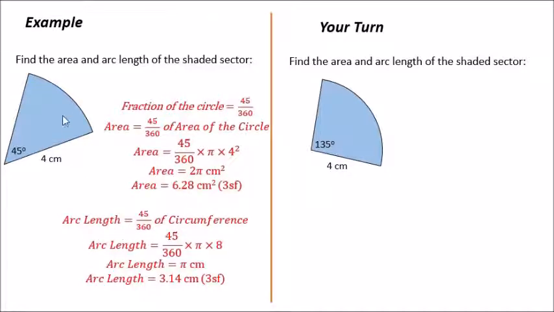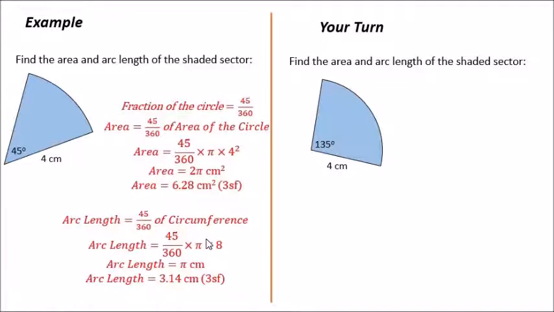The arc length, it's useful to know that the arc is the curved part of this shape. An arc length is part of the circumference of a circle. So the arc length here does not include the 4 centimetre radius here or here. So the arc length here is the same fraction of, not the area of the circle this time, but the circumference of the circle. So the arc length here is 45 over 360, 45 360ths of the circumference.